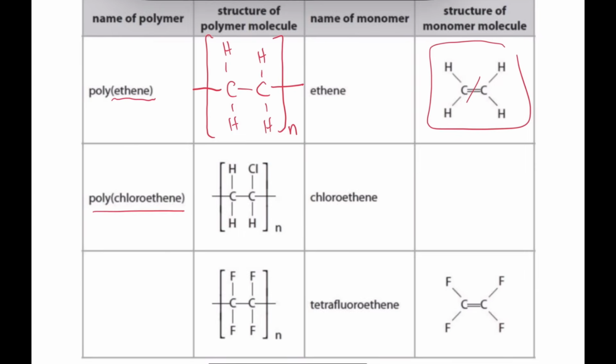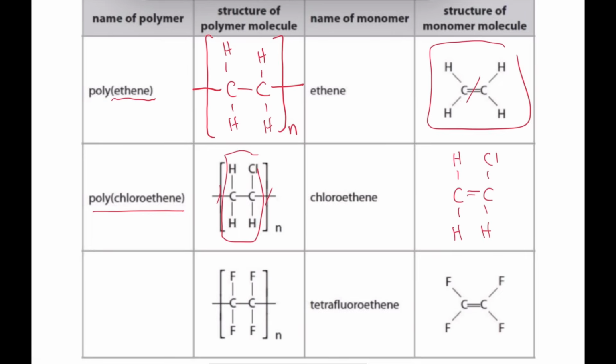Now for polychloroethane, we do the exact opposite of what we just did. First thing we are going to do is just put out all the elements. So we have C, C, H, Cl, H, and another H. We remove the double bonds that we have on the side, and instead we put our double bond back over here, and we do not need to include the n or the brackets.